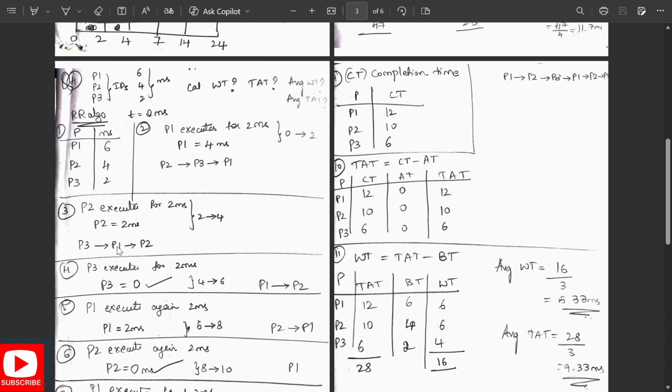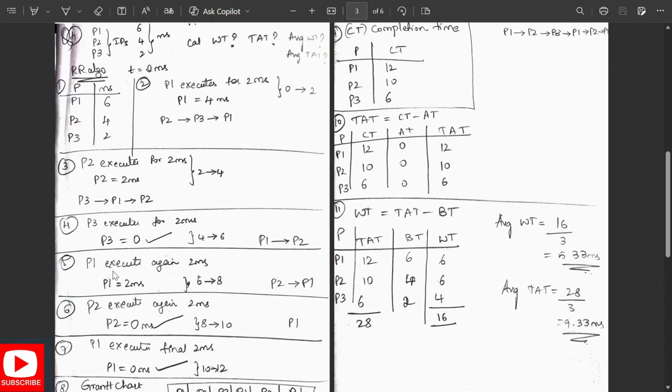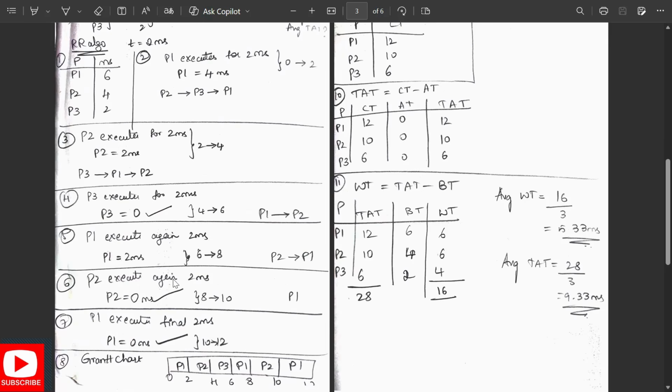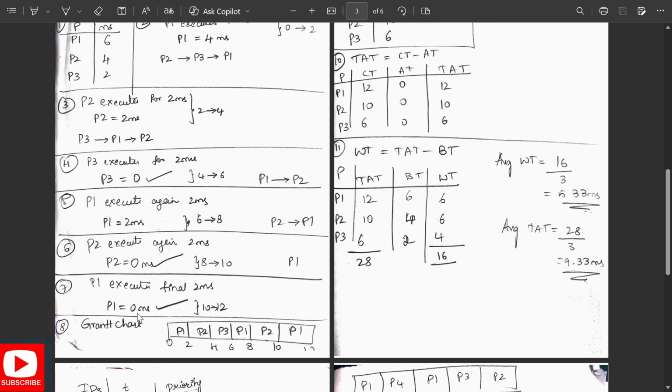P1 and P2 will be remaining. P1 was remaining with 4 milliseconds, so 2 gets executed and the remaining is 2. Then P2 comes next, and P1 has to come again because it is not completed. P2 executes again for 2 milliseconds. P2 was 2, so 2 minus 2 is 0. Now only P1 remains, and finally P1 is 0.